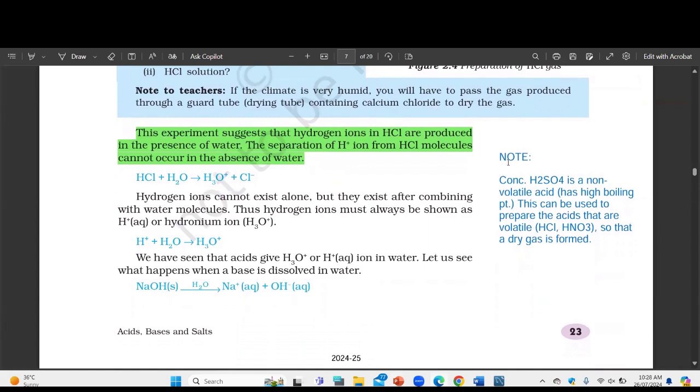You can also note from here that concentrated H2SO4, or sulfuric acid, the acid that we've used in the experiment, is a non-volatile acid. It has a high boiling point. That means it can be used to prepare the acids that are volatile, such as HCl and HNO3, so that a dry gas is formed. And we require a dry gas over here so that we can test it easily with dry and wet blue litmus paper in order to get accurate results.